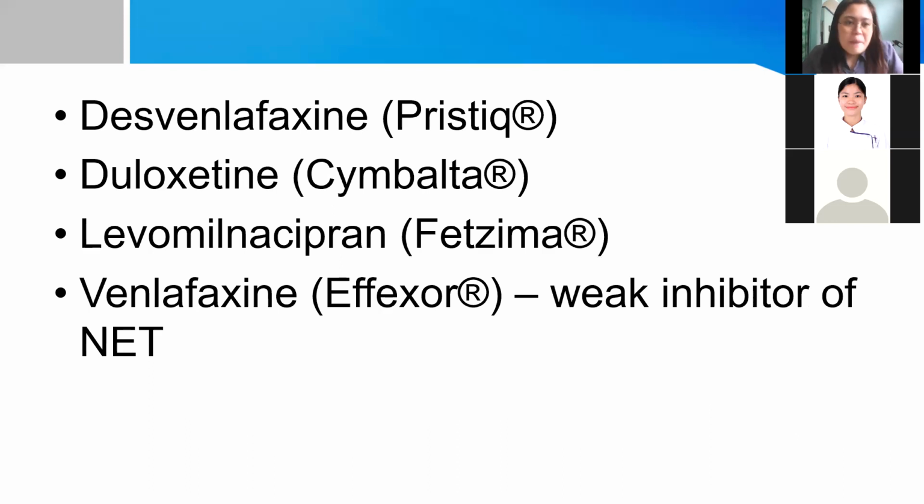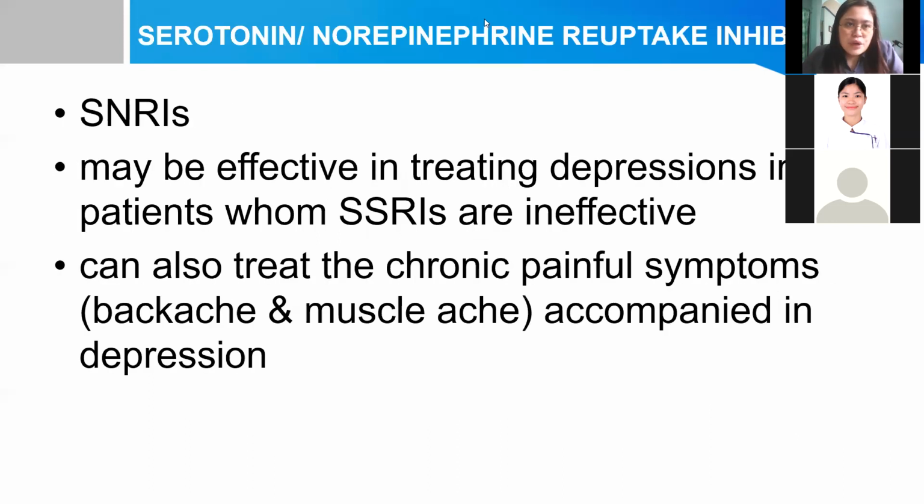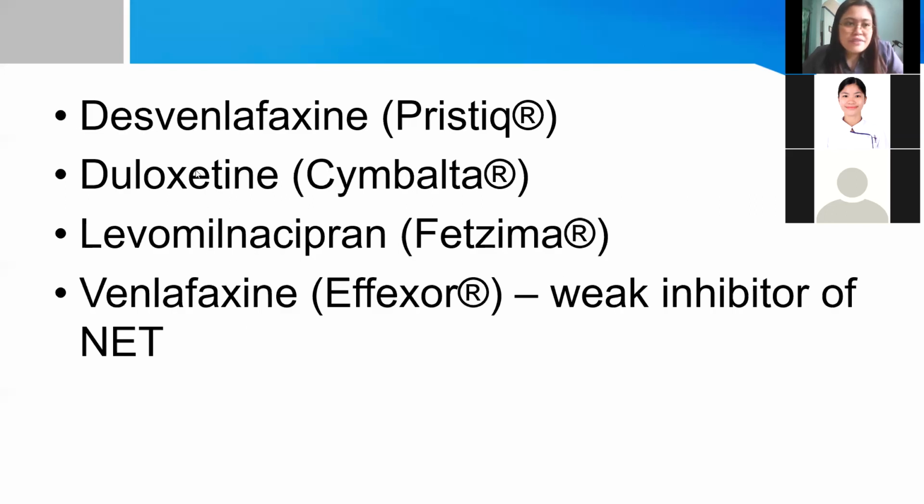So what are the examples of our SNRIs? We have the desvenlafaxine, the duloxetine, levomilnacipran, and the venlafaxine, which is more of a serotonin reuptake inhibitor. Ang iyahang activity sa norepinephrine transporter kay medyo weak.